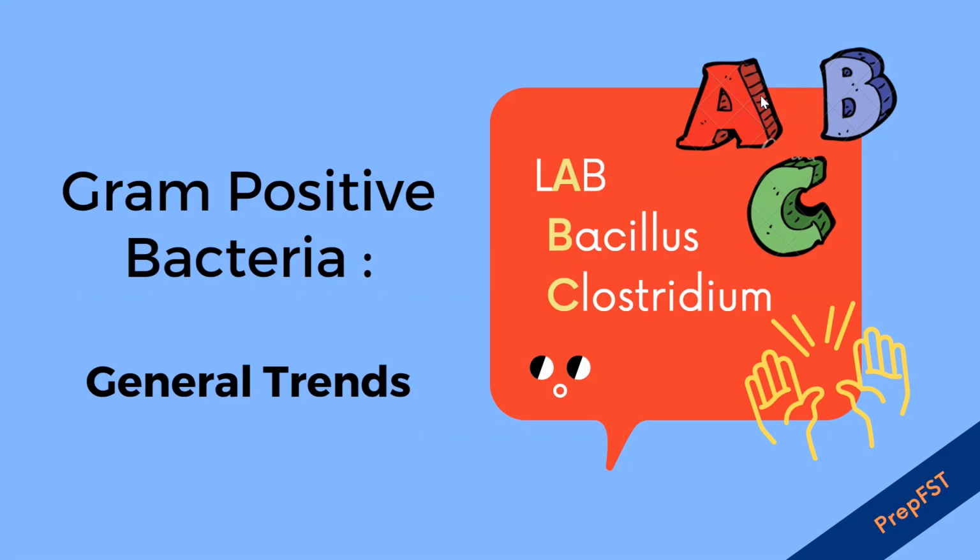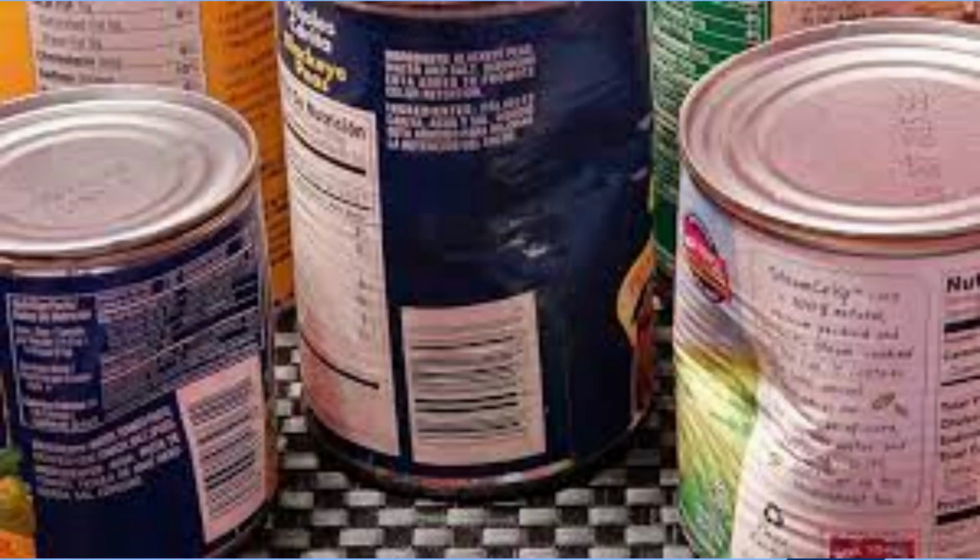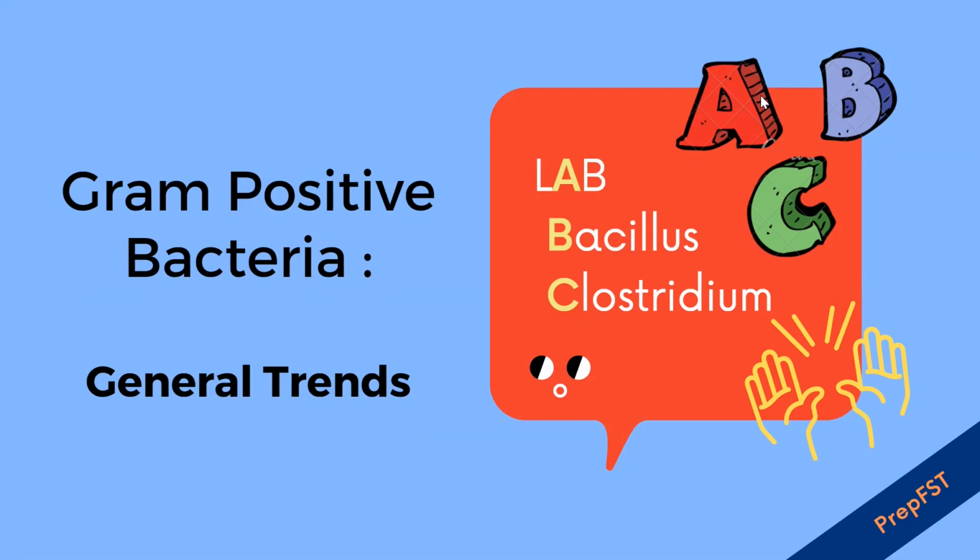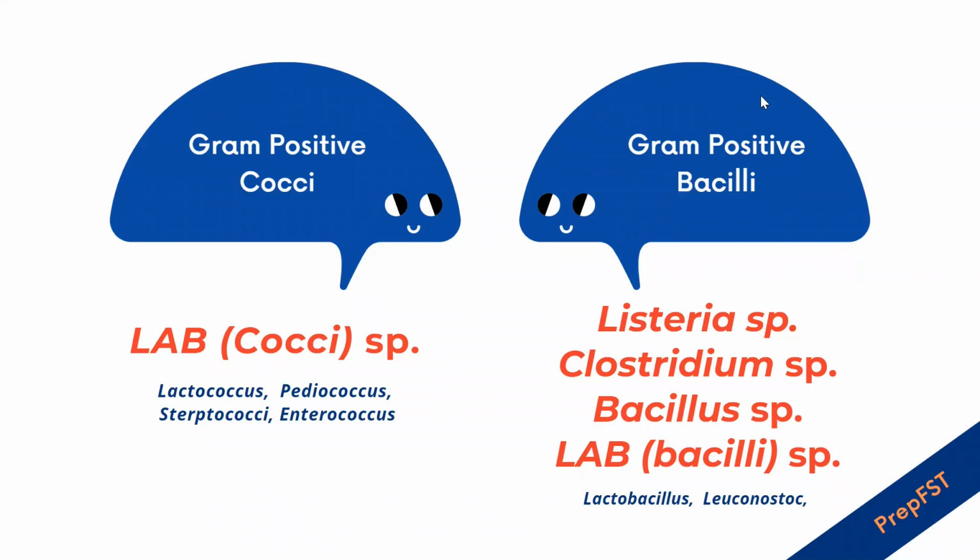Bacillus and Clostridium, the notorious and the pathogenic species of bacteria in foods, are on the other hand rod shape. So let's dive in detail. Gram-positive cocci has examples of LAB that are spherical shape, such as Lactococcus, Pediococcus, Streptococcus, Enterococcus, and many others. Whereas gram-positive bacilli has species of Clostridium and Bacillus as discussed before, and LAB that are rod-shaped like Lactobacillus, Leuconostoc, etc. Additionally, there are species of Listeria which you can keep in mind.